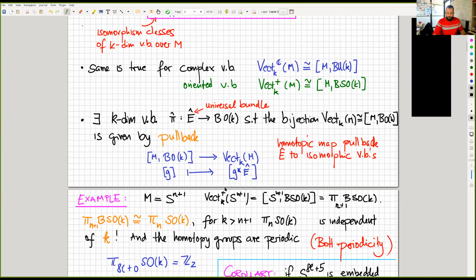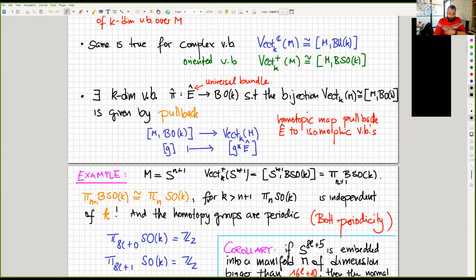Okay, let's take an example and take maybe one of the easiest manifolds we have, the sphere. So what if I replace M by the sphere? I'm interested in the oriented k-dimensional vector bundles over S^(n+1). So by the theorem above, it's just the homotopy classes of S^(n+1) into BSOk. And this is nothing else than the (n+1)-th homotopy group of BSOk, right? This is a topological space, so I can consider its homotopy group.